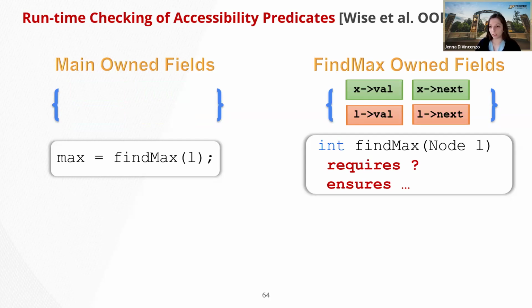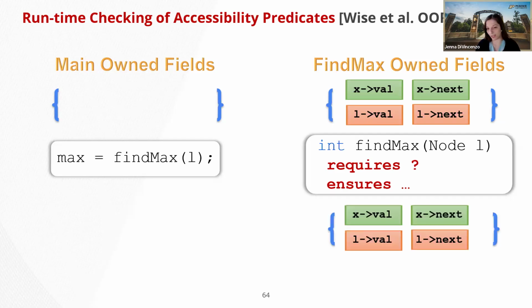And now find max will just execute as normal. If it reaches different points where it has to modify the set, it'll modify the set until it reaches the end of the function. And just for the sake of this example, we'll say the own fields at the end of executing find max are the same as what we started with. Now we have to figure out what to pass back to main, because find max is done and its execution finishes. We have to figure out what we pass back to main so main can continue executing correctly.